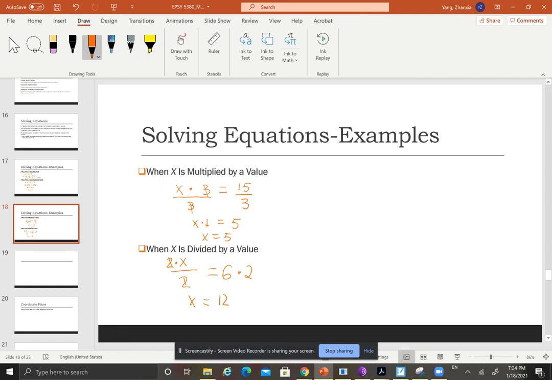Okay, I hope that you get the idea of solving equations. These are simple, and there are more complicated equations, but the same rule will apply.